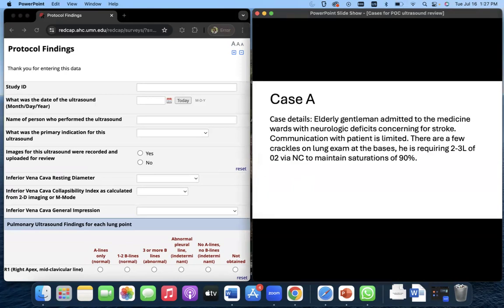So for the first case, we had an elderly gentleman admitted to the medicine wards with neurologic deficits concerning for stroke. Communication with the patient was limited. There were a few crackles on exam, and he was found to be hypoxic, receiving 2 to 3 liters of oxygen via nasal cannula. And so the indication for this ultrasound would be evaluation of hypoxia. So we can start with that on the form.